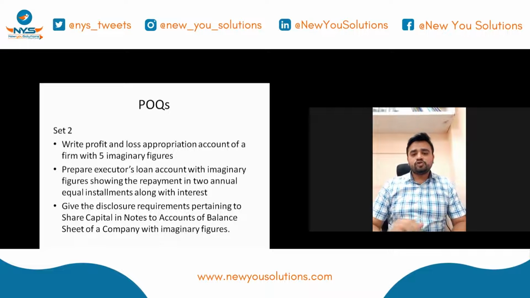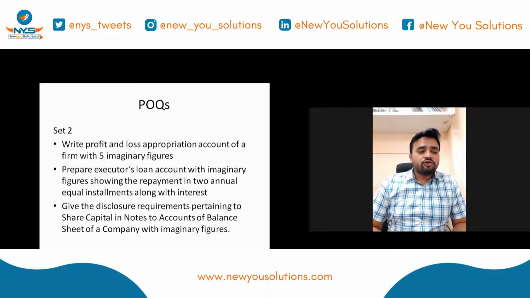So here you're supposed to show an account where you're going to pay the executor, the legal representative for a deceased partner. You're going to show the installments payable to him along with the interest for the 2 years. Okay, you should be very careful while doing this question. Then third one is give the disclosure requirement pertaining to share capital in the notes of accounts of balance sheet of a company with imaginary figures. So we should show how the share capital should be disclosed in the final accounts.